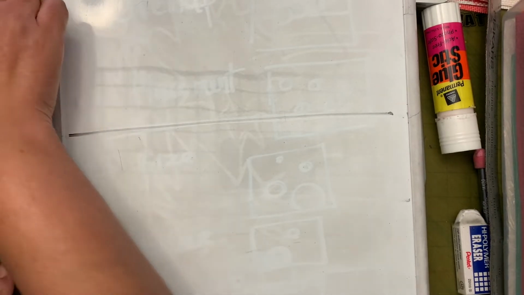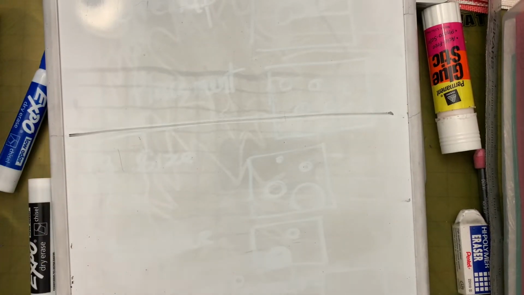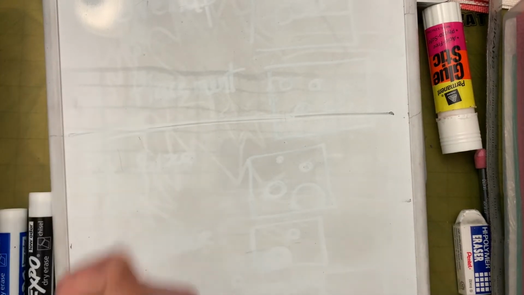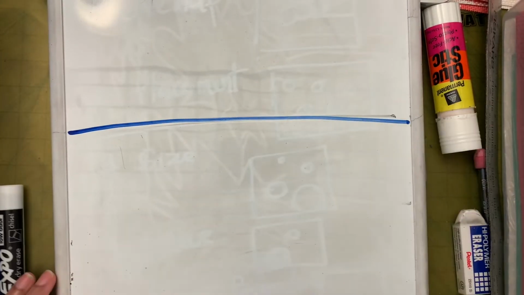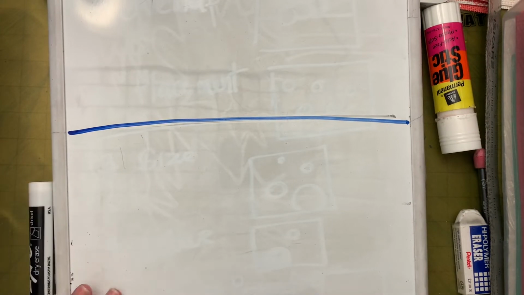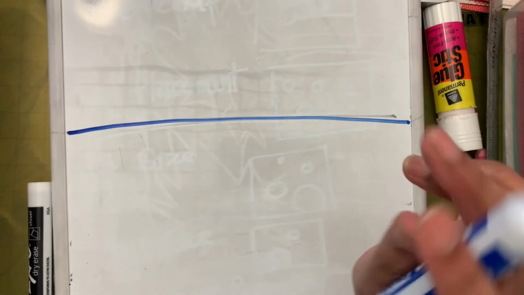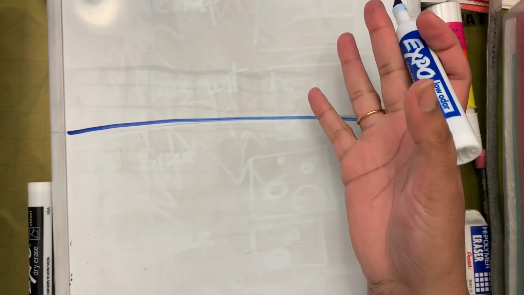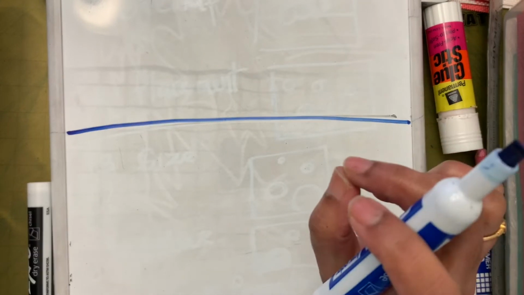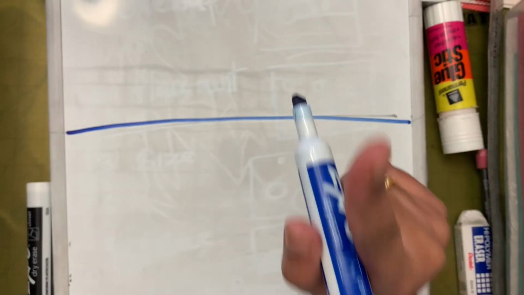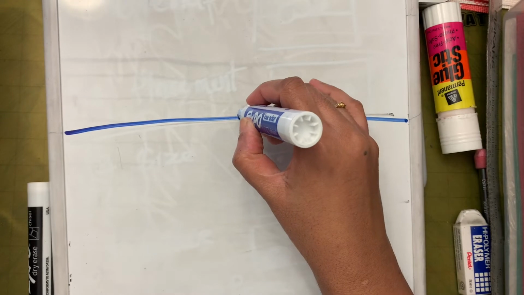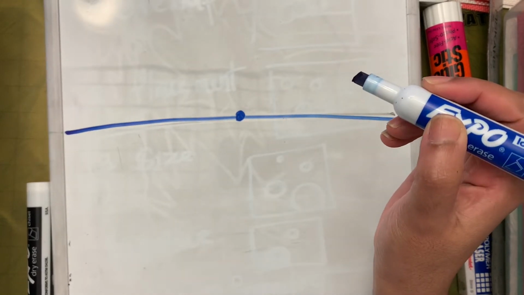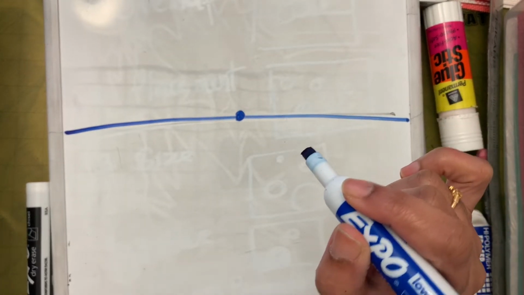So I have the horizon line. And the next thing that you need to do is put a point. This is the one point perspective that we are doing. There is more than one point, but in this lesson we are just focusing on one point. You just need to learn this this year. Maybe next year you'll learn more.